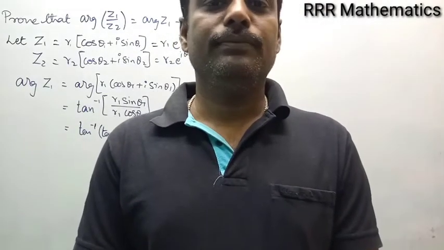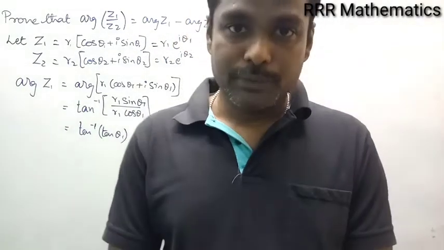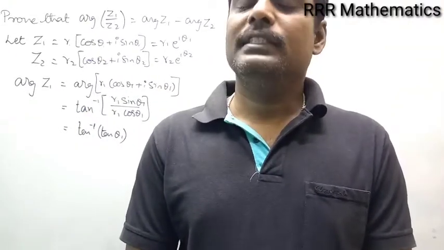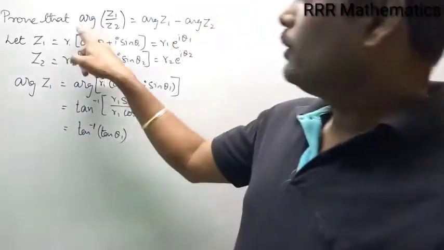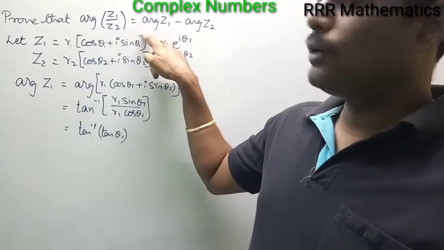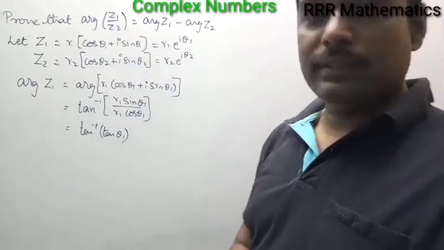Hi my dear student, today we will discuss chapter 2, complex numbers. We will discuss the property. Prove that argument of Z1 by Z2 equals argument of Z1 minus argument of Z2.